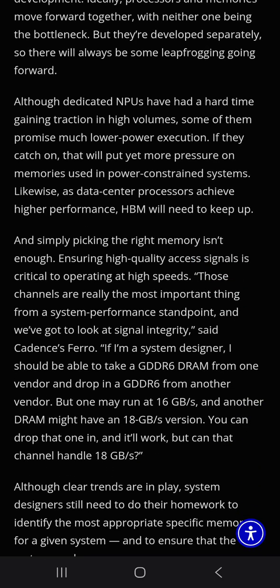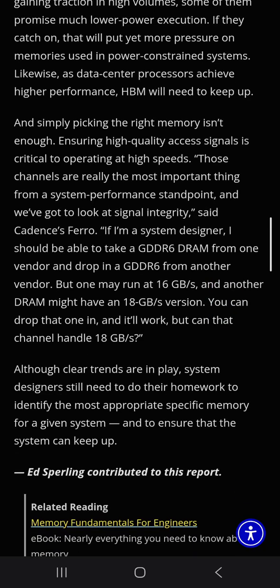And simply picking the right memory isn't enough. Ensuring a high-quality access signal is critical to operating at high speeds. Those channels are really the most important thing from a system performance standpoint, and we've got to look at the signal integrity, said Kenneth Farrow.